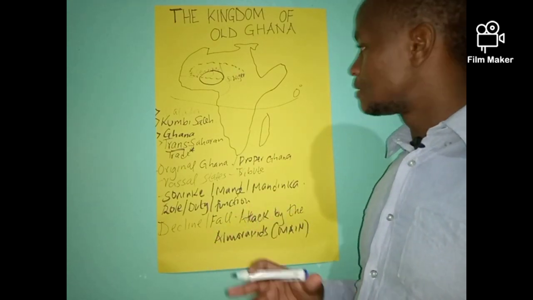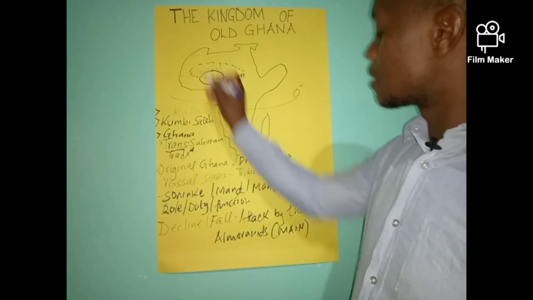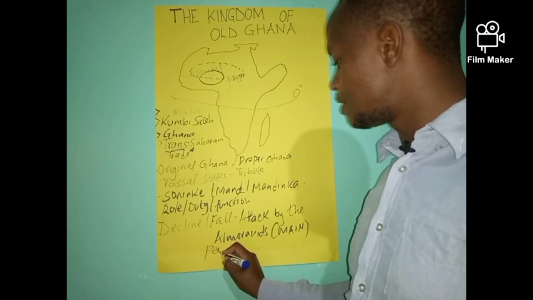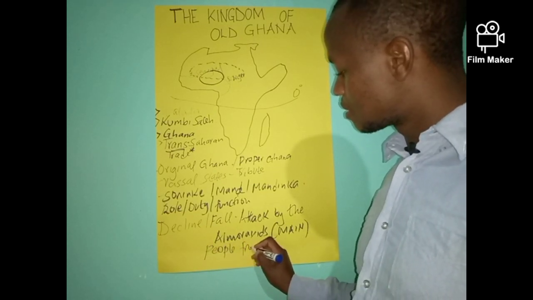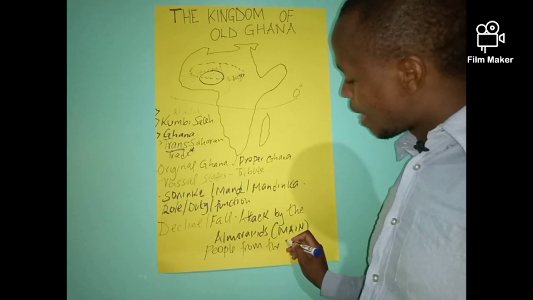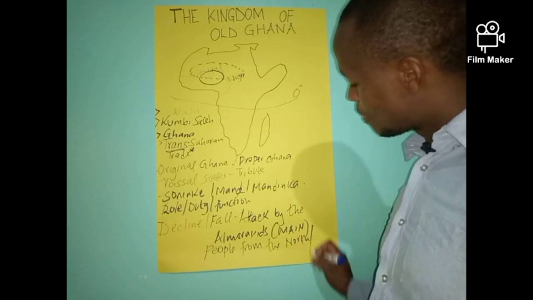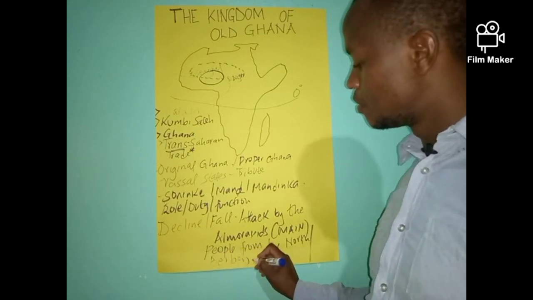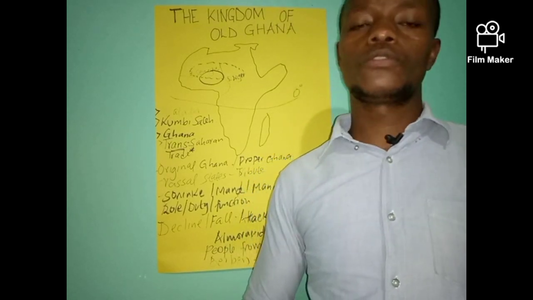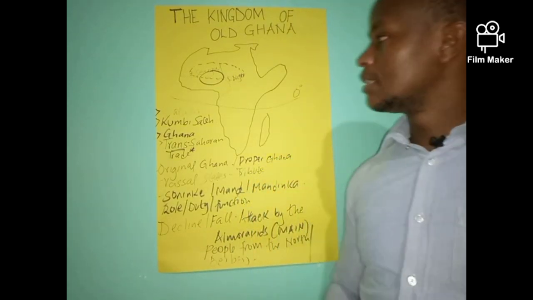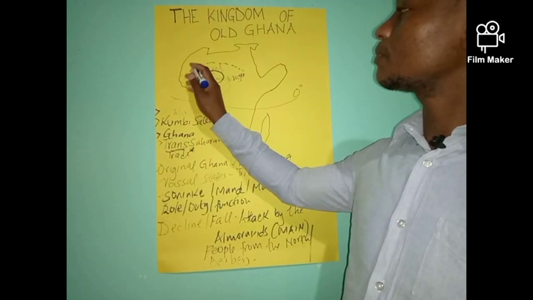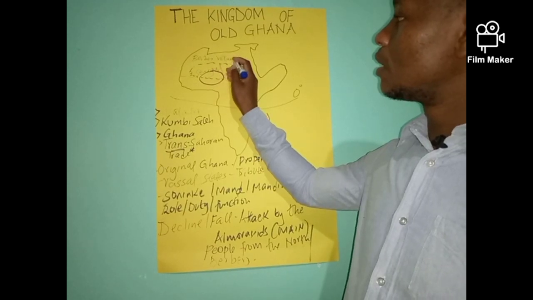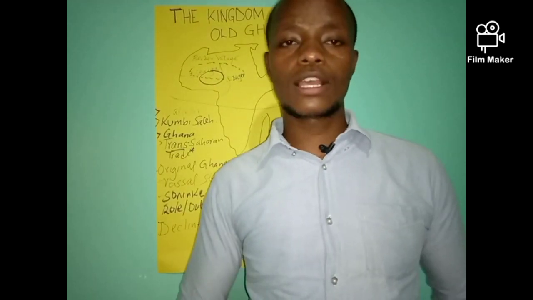The Almoravids were the people from the north. So the Almoravids have another name: the people from the north. There are some other books which call them the Berbers. When you are discussing the topic of tourism in Africa, you talk about Morocco, and here is where we find the Berber villages. What did the Berbers or the Almoravids do?